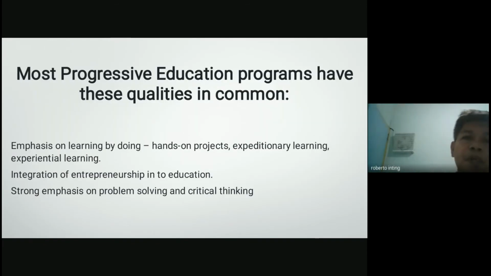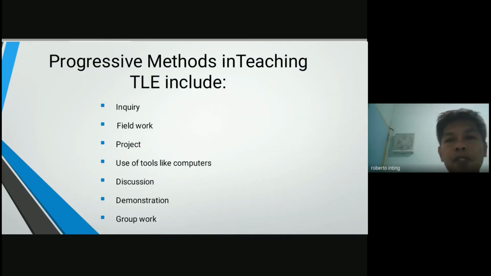Most progressive education programs have these qualities in common: emphasis on learning by doing, hands-on projects, expeditionary learning, experiential learning, integration of entrepreneurship into education, strong emphasis on problem solving and critical thinking. The progressive methods in teaching clearly include inquiry, fieldwork, project, use of tools like computers, discussion, demonstration, and group work.